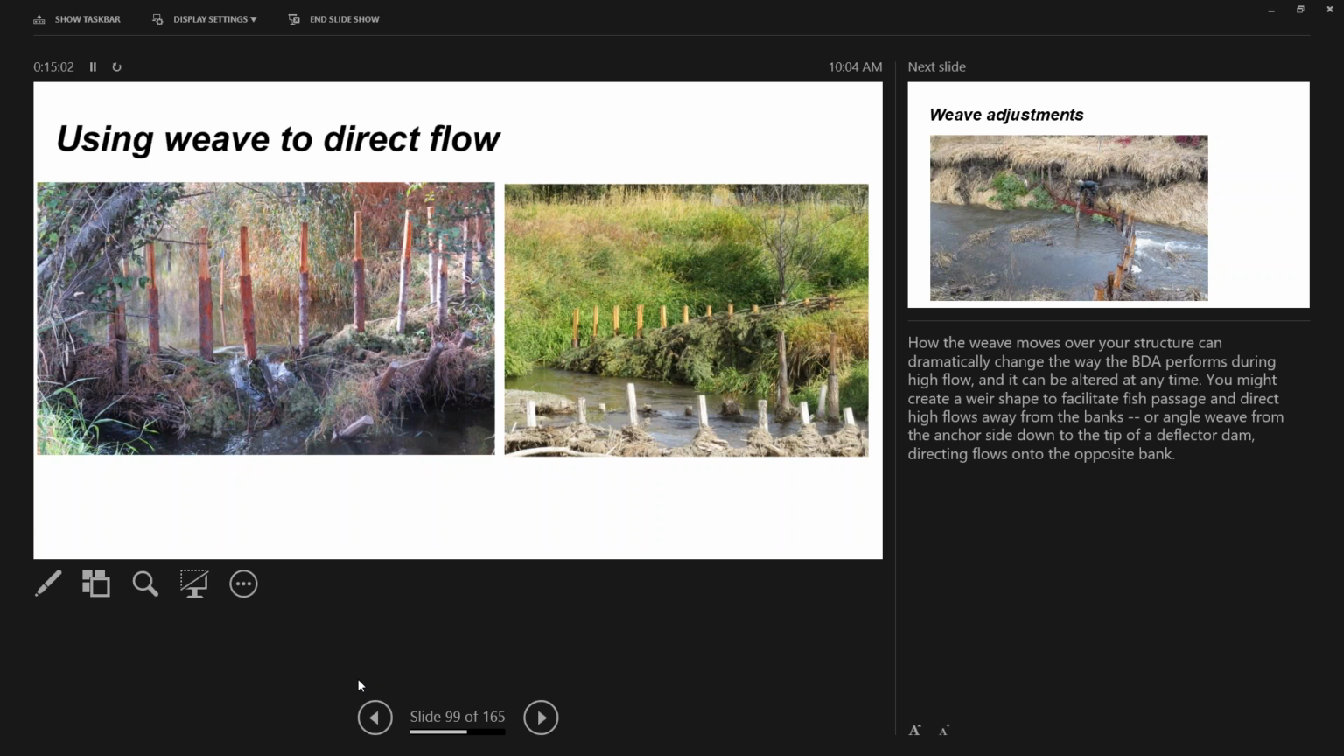And then for the deflector, we've been weaving them high on the anchor side and then going down to the tip, much lower at the tip. And that again helps encourage the stream to go toward the tip and then to induce meandering around the structure.